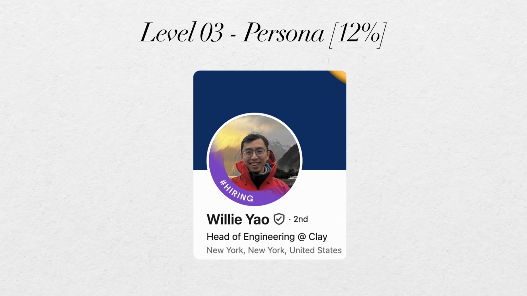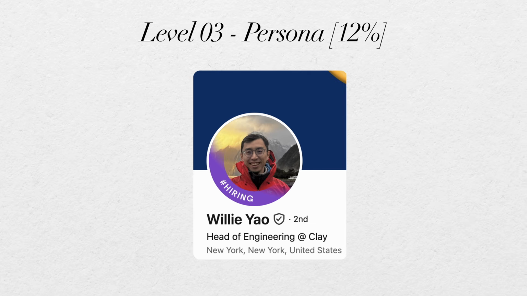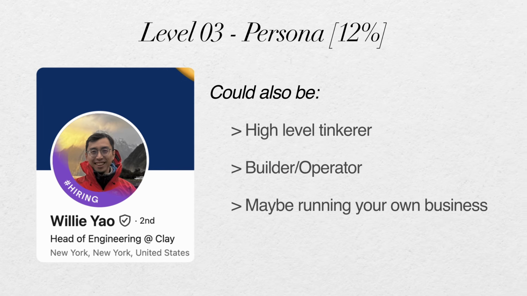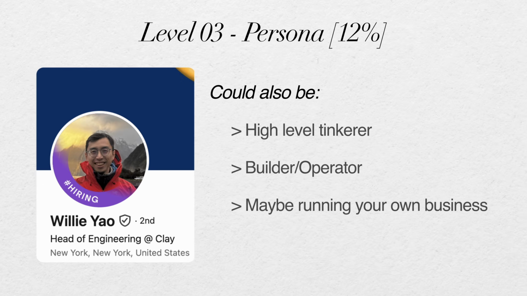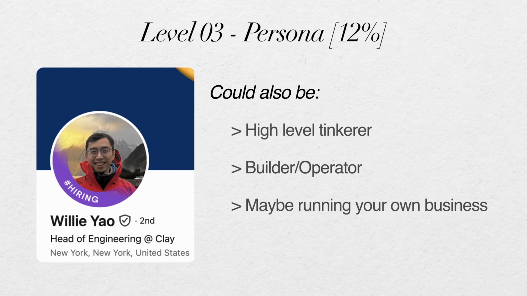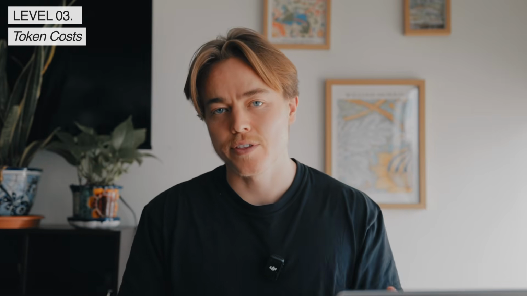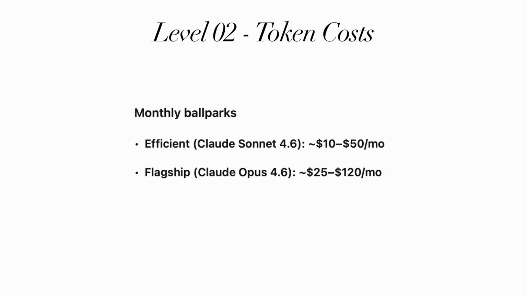The average persona at level 3 looks like this person. This is a high-level tinkerer. It's a builder, operator. Maybe you're running your own business. You're maybe an engineer at a SaaS company or an AI company, but you're fairly deep into the AI world. Level 3 is going to be roughly 12% of people. Like anything, this is where we start to see a bit of a drop off as you really go up in levels. Token costs at level 3 are going to look something like this depending on which model you want to use. Again, obviously this will vary.